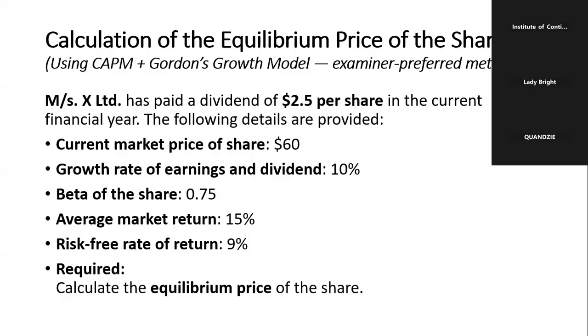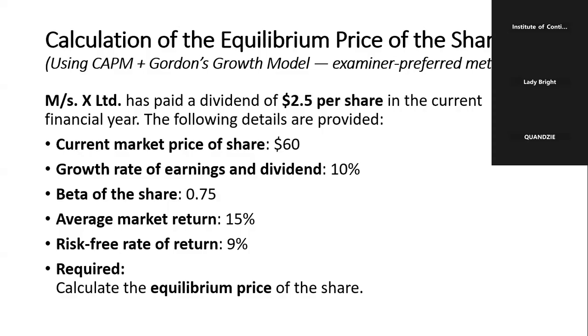How will you arrive at the answer? Now, let's look at what we have been provided with. The question has provided us with dividend, which is D0, growth 10%, beta, market return of 15, risk-free rate of 9, and then the current market price of 60. Find the price. What will we do first?